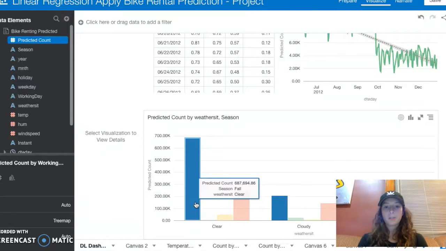And one of the most surprising things that we did find out is that during the fall is the highest season that people are renting bikes.